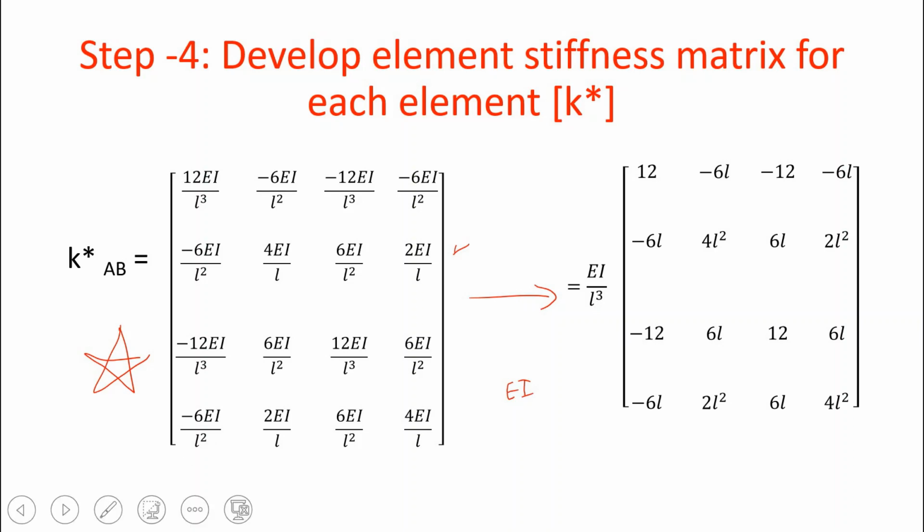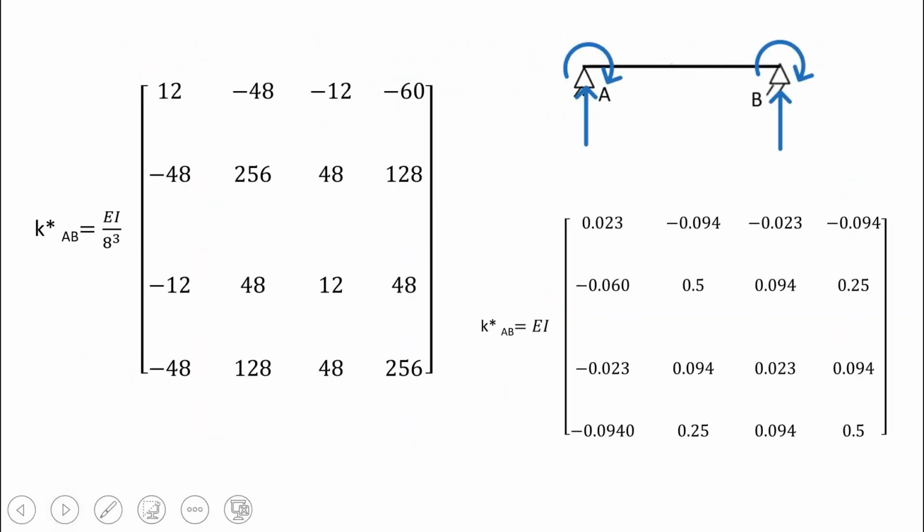And now I apply the length, that is 8 meters, in this matrix, and the matrix will become like this: 0.023, minus 0.094, minus 0.023, minus 0.094, just substituting the length as 8. Okay, so you will get this as the element stiffness matrix for AB.